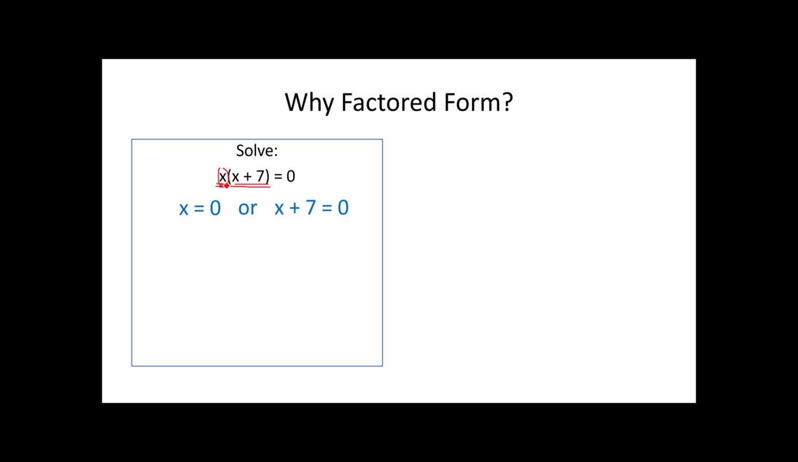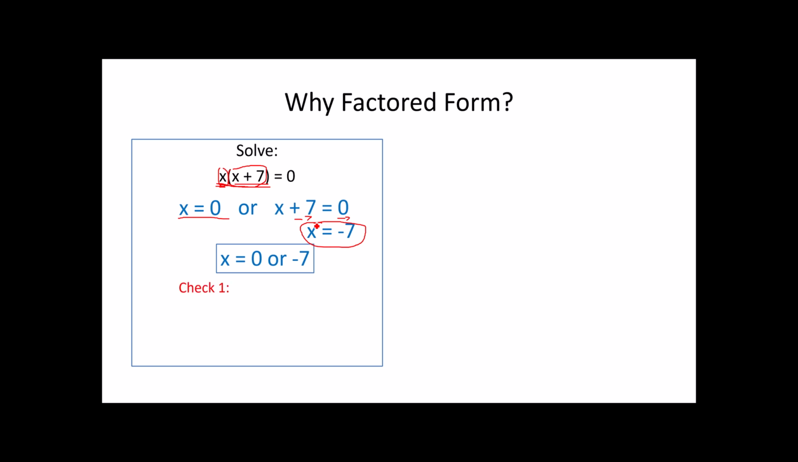If x is a 0, 0 times whatever this would be is 0. If whatever's in parentheses comes out as a 0, it doesn't matter what's up front because this times 0 equals 0. Well, x equals 0 obviously tells us that x equals 0, but I can also use the property of equality and subtract 7 from both sides of this equation and get x equals negative 7. In fact, this equation has two solutions. x is either a 0 or a negative 7.